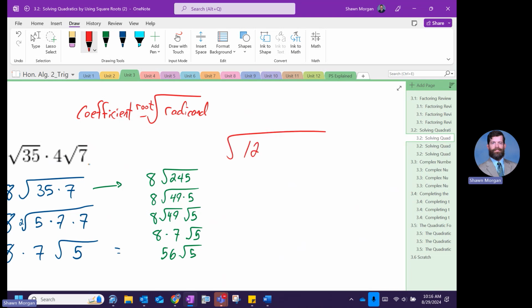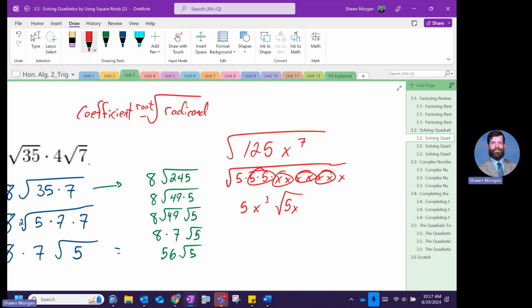Like if I had 125 x to the 7th, then I could sort of think about that as 5 times 5 times 5 times x to the 7th, and then I can go through and cherry pick out the pairs because it's a square root. And I would say, okay, that's 5x cubed on the outside and 5x is on the inside. Because I'm getting rid of these pairs, and then 5x is left over on the inside. How many pairs was it? Well, it was 1 pair of 5s and then 3 pairs of x. That's an alternate approach that, in my opinion, sometimes helps you visually see it.